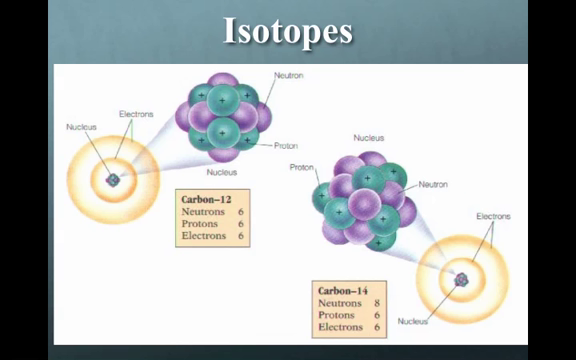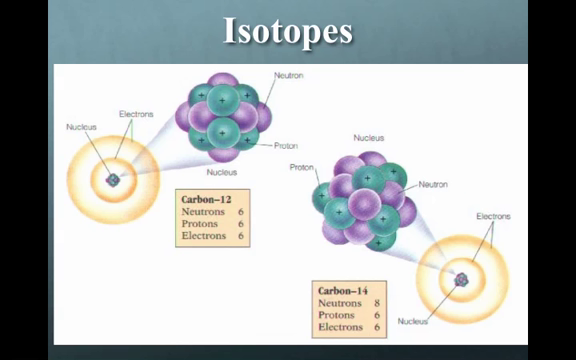The element, or the atom, always has the same number of protons. Alright, the atomic number is the same. If you change the number of protons, then you change the identity of the element. But carbon-14 has 2 extra neutrons, which makes the nucleus unstable, which makes it radioactive.